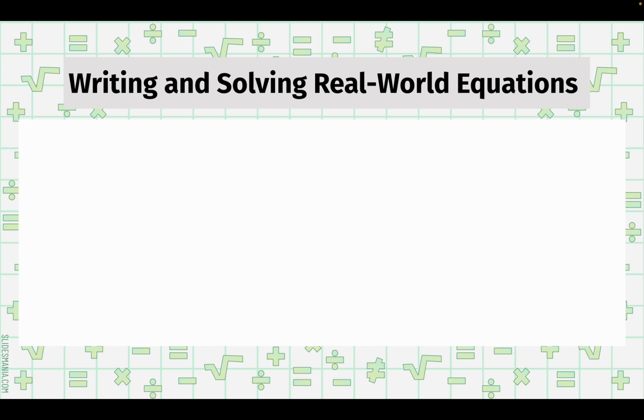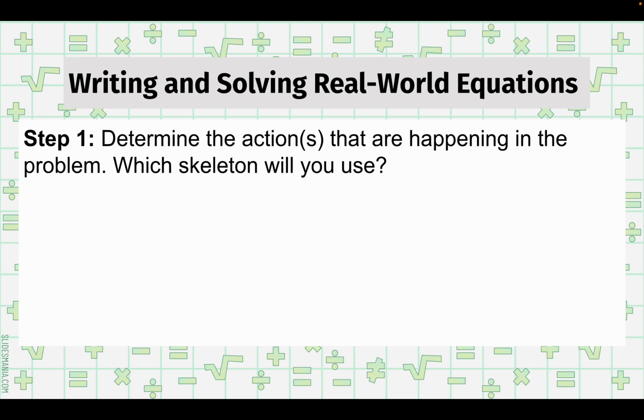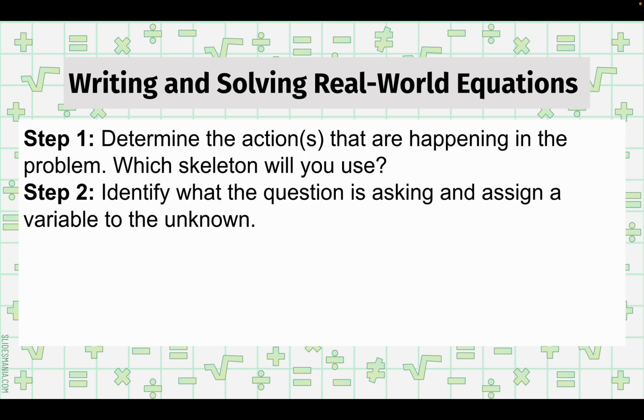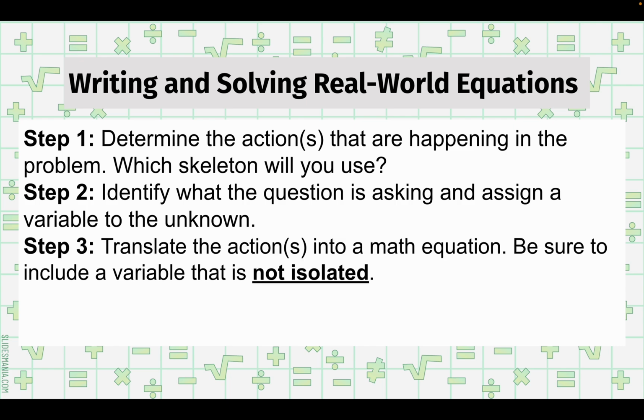When we're writing and solving real-world equations, there are 5 steps. Our first step is to determine the action or actions that are happening in the problem, and then think about which skeleton equation you would use. Step 2, identify what the question is asking and assign a variable to the unknown. Step 3, translate the action or actions into a math equation.